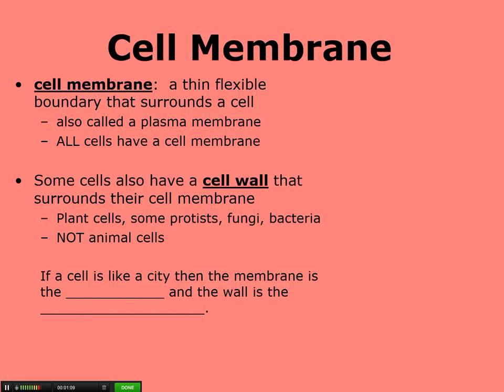In our previous lesson, we were making analogies for all the cell organelles and comparing a cell to a city. So if we continue to do that, if a cell is like a city, then the membrane is like the, and the wall is like the. So think about an analogy that would be good for the cell membrane and the cell wall during today's lesson.